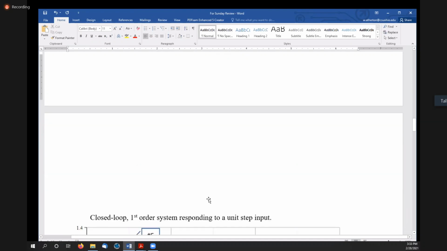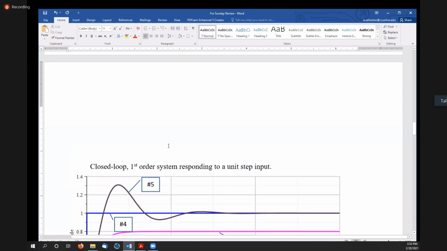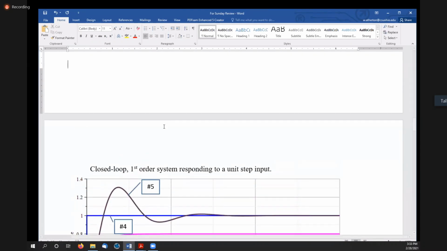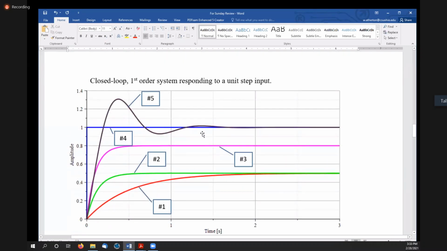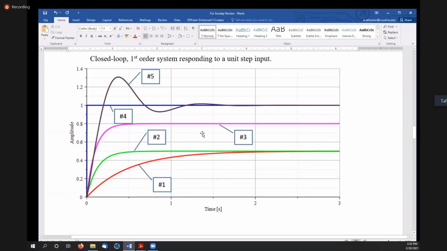What else do we have? Oh, graphs. We got a lot of stuff here. Look at this. This says it's a bunch of closed loop first order system responses with a unit step input. Let me see, what kind of questions would we ask about this?